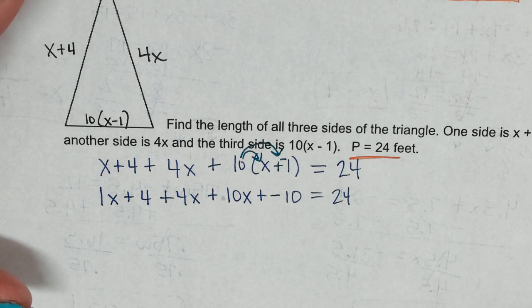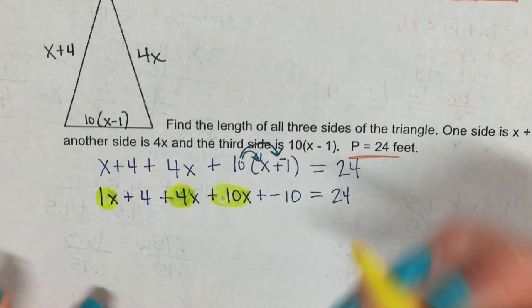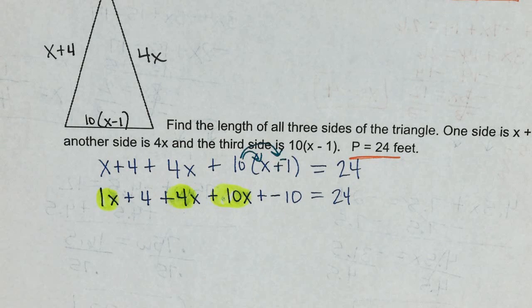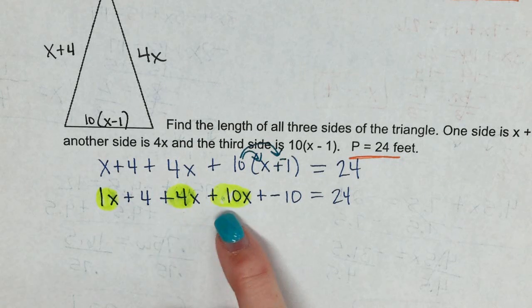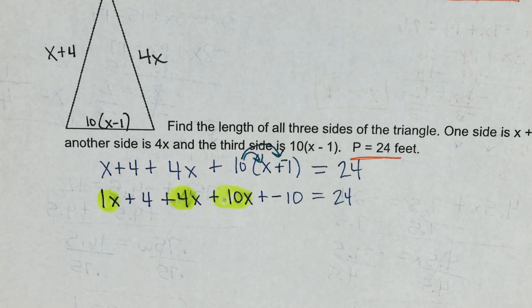Now before I move on, I need to combine like terms. So I'm going to combine this x with this x with this x. Notice that when I highlighted, and you don't have to highlight, you could underline or just see it, the sign in front of it tells me whether I'm adding or subtracting, right? So I'm doing 1x plus 4x plus 10x. Well, 10 plus 4 is 14, and 14 plus 1 is 15, so I have 15x.